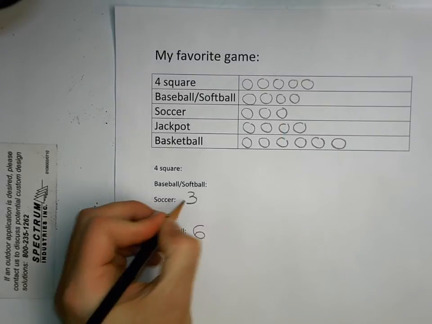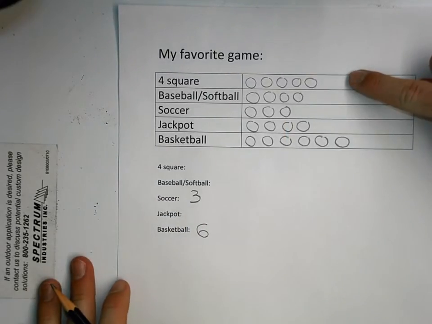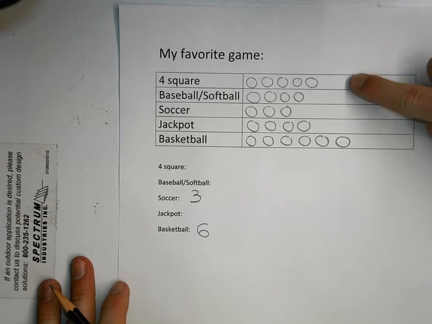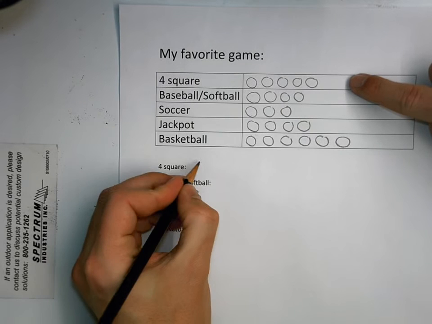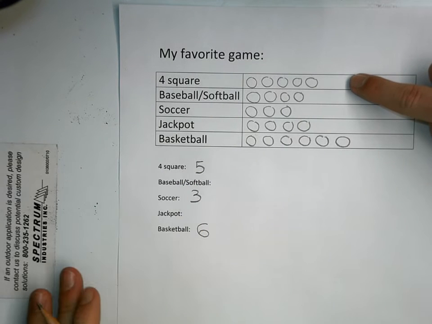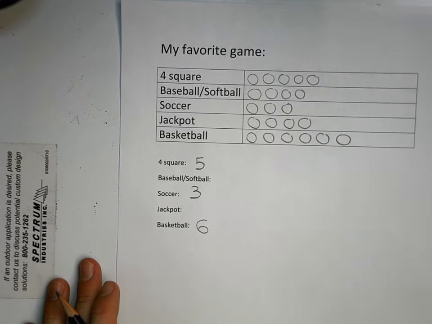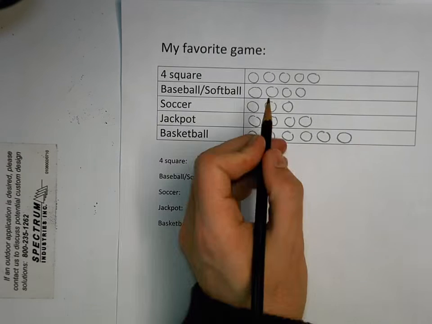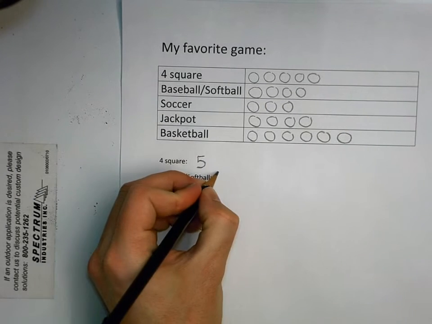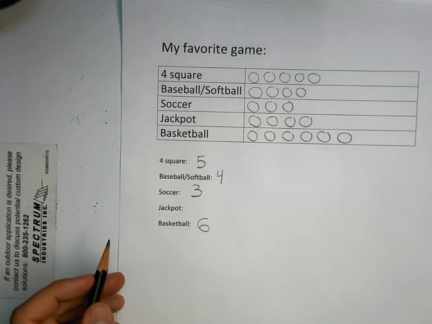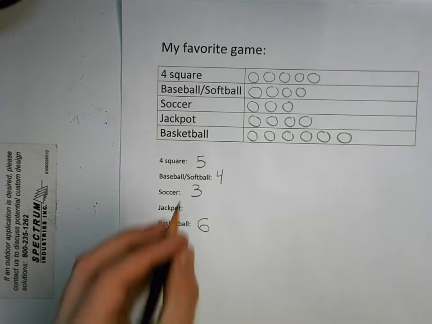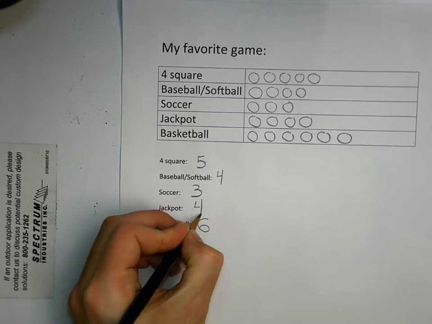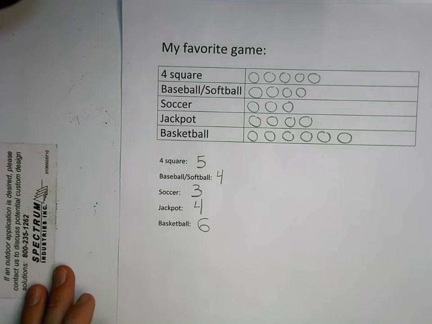Okay. How many kids liked Foursquare? Braden. 5. 1, 2, 3, 4, 5. How many kids liked softball or baseball? Campbell. 4. 1, 2, 3, 4. How many children liked Jackpot the best? Kaylee. 4.